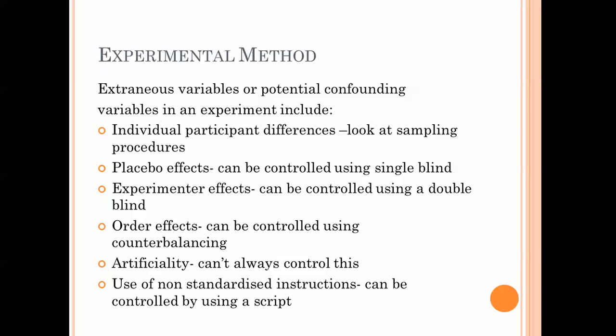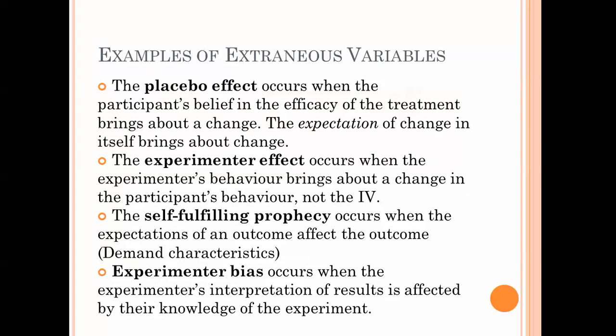So in a little bit more detail, the placebo effect occurs when participants believe that something's going to bring about a change. So for instance, if I told the group that they were having lollies and it was going to make them much smarter, that alone, the belief that they may be smarter, can bring about the change in the dependent variable as opposed to actually having the lolly.